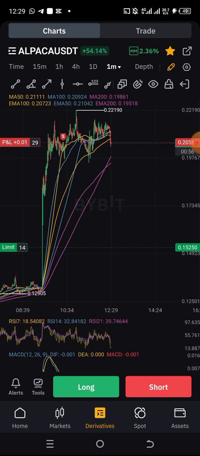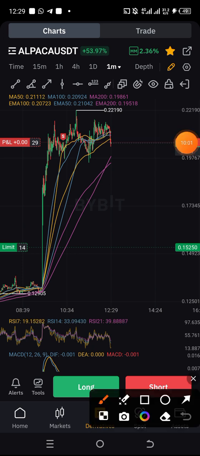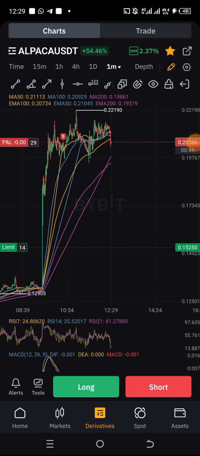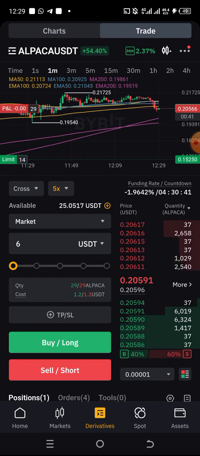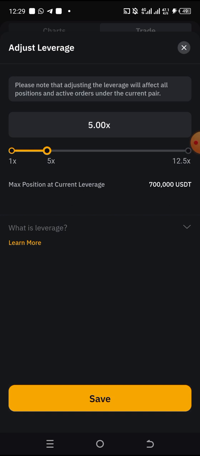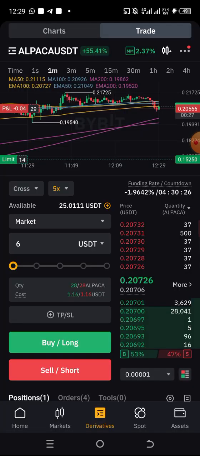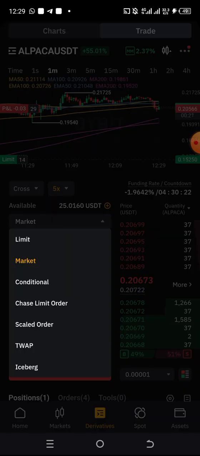When you place such a trade, you click on sell trade, you click on short, right here. When you click on short, it will take you to the next interface. You put the value of your leverage. If you want to place a short trade, I will advise you use between 2x and 5x, depending on your capital. If you want to enter a limit order, that's when you put limit. But if you want to enter at the current market price, you click on market.